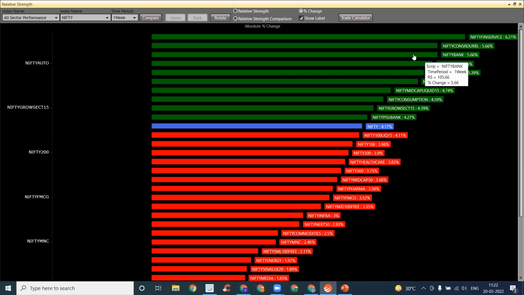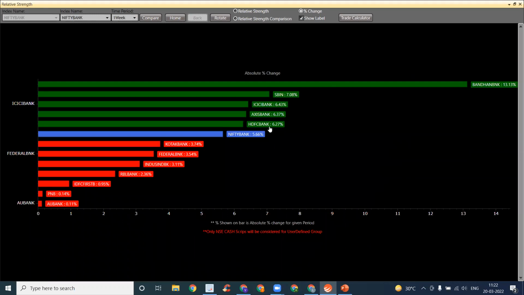Financial services we saw. Nifty banks, if you want to see, HDFC, Axis, ICICI, SBI, and Bandhan banks were good. AU Bank was down, PNB was down, IDFC First Bank was down. Achha, RBL Bank, this is another bank which I sold off in a loss.